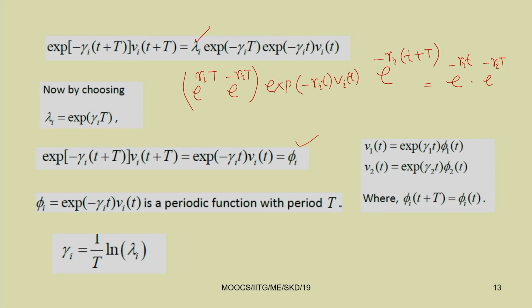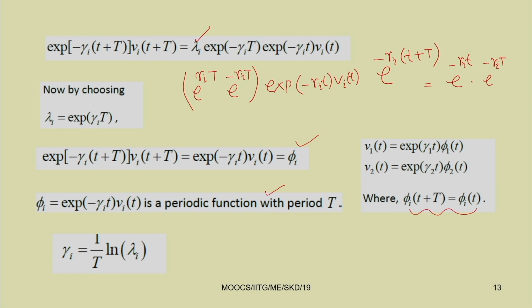From this we can easily write phi_i(t plus T) as v_i(t plus T) equal to v_i(t). So, we can write phi_i(t plus T) equal to phi_i(t) also, this way. So, phi_i equal to e to the power minus gamma_i t v_i(t) is a periodic function with period T. So, we can take this as a periodic function with period T.